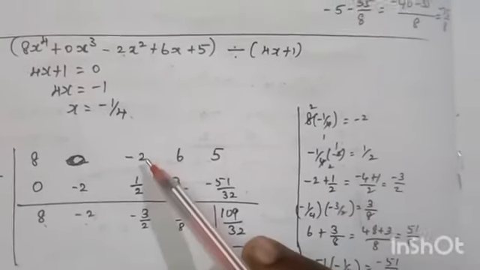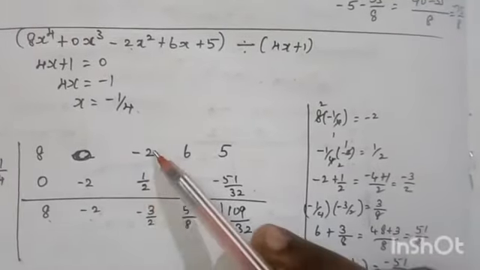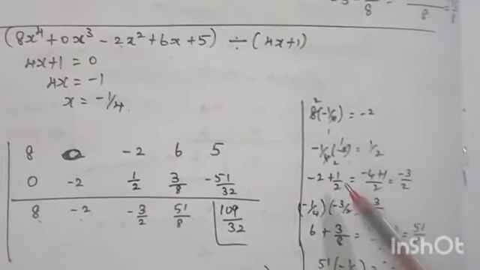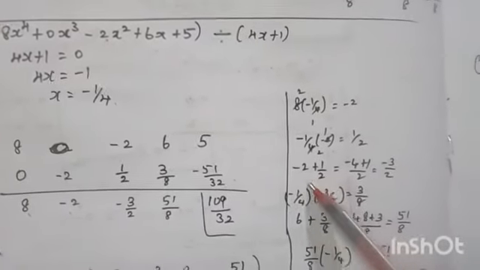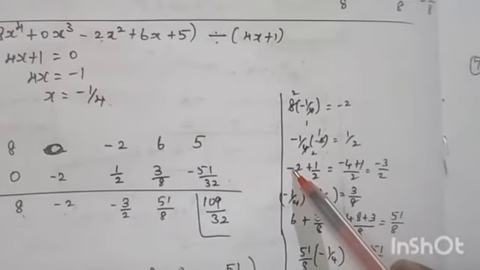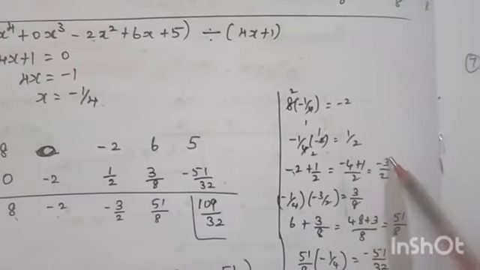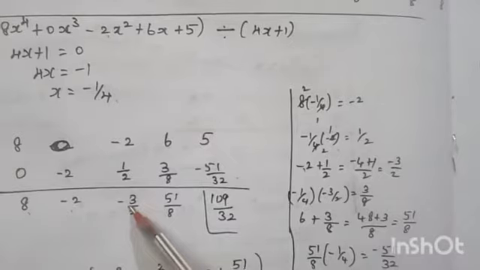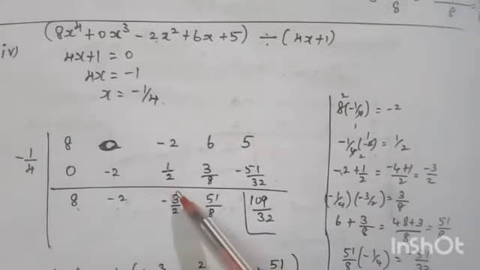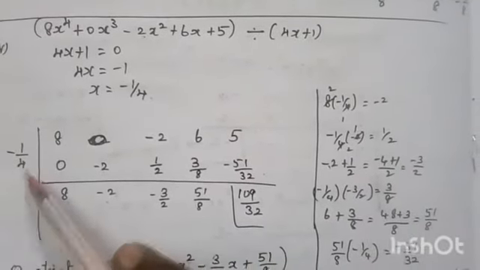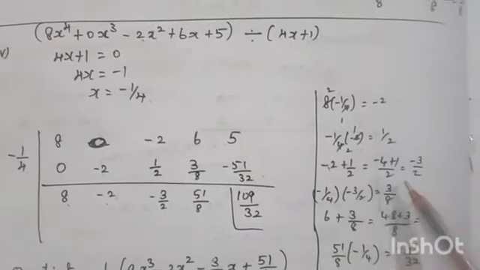Now minus 2 plus 1 by 2. You have to make an LCM. 2 2s are 2 into minus 2, minus 4 plus 1 by 2. So that is minus 3 by 2. Then this minus 3 by 2 multiplied with minus 1 by 4. So that is 3 by 8.